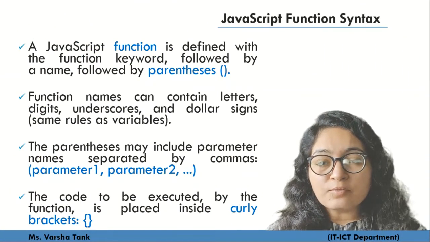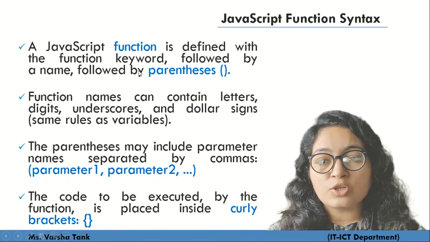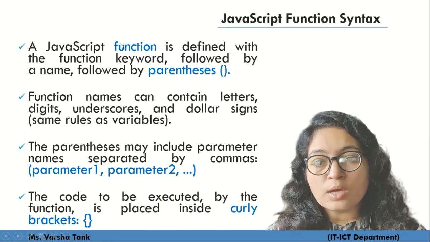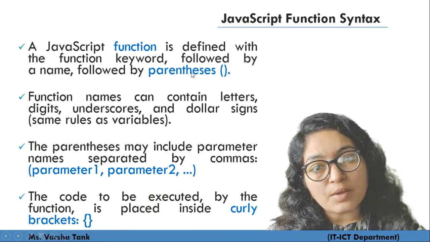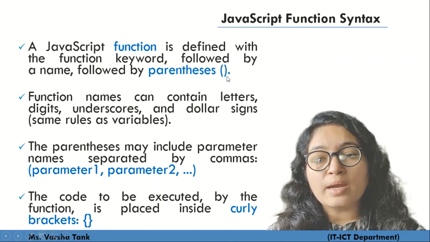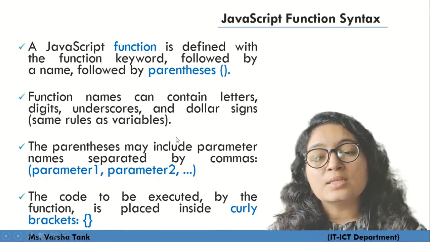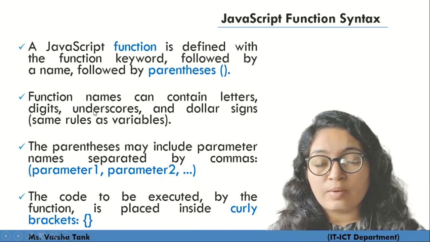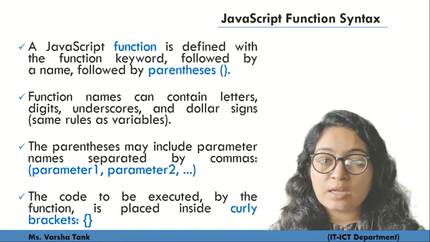Now, JavaScript function syntax. A JavaScript function is defined with the function keyword, followed by the name and followed by parentheses. Compulsorily you have to write the function keyword, followed by the parentheses, that is, the opening and closing brackets. Function names can contain letters, digits, underscores and dollar signs, the same rule as for variables. The same rule applied when defining a variable is applied when defining the name of the function.